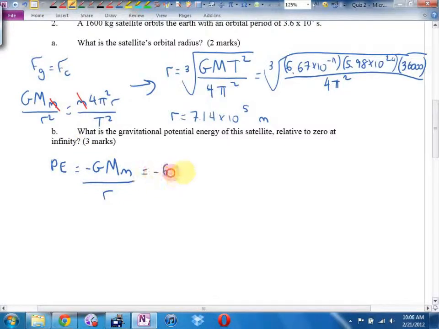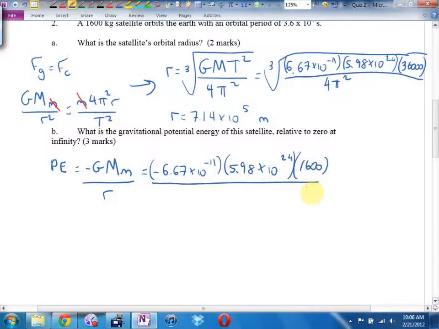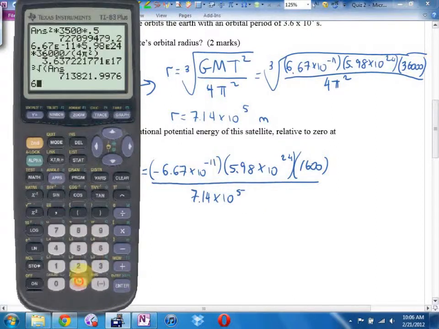Negative 6.67 times 10 to the negative 11, 5.98 times 10 to the 24, 1600, divided by 7.14 times 10 to the 5th.